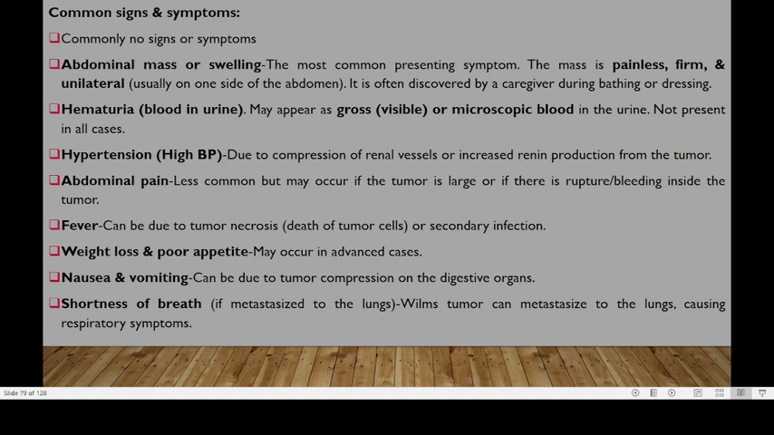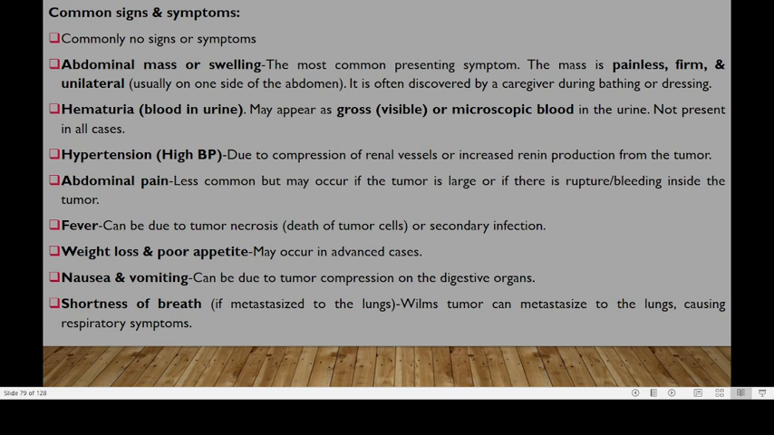So commonly there are no signs or symptoms, but we have abdominal swelling or mass. This is the most common presenting symptom. Remember, Wilms tumor presents with painless abdominal mass, hematuria, and hypertension. Abdominal pain is less common, but may occur if the tumor is large or if there is a rupture or bleeding inside the tumor. That's when you are going to have abdominal pain.